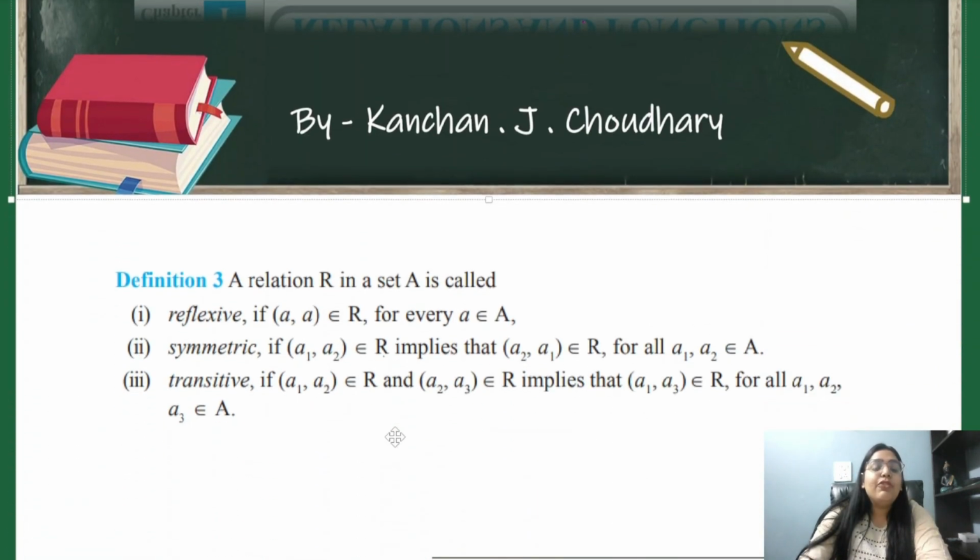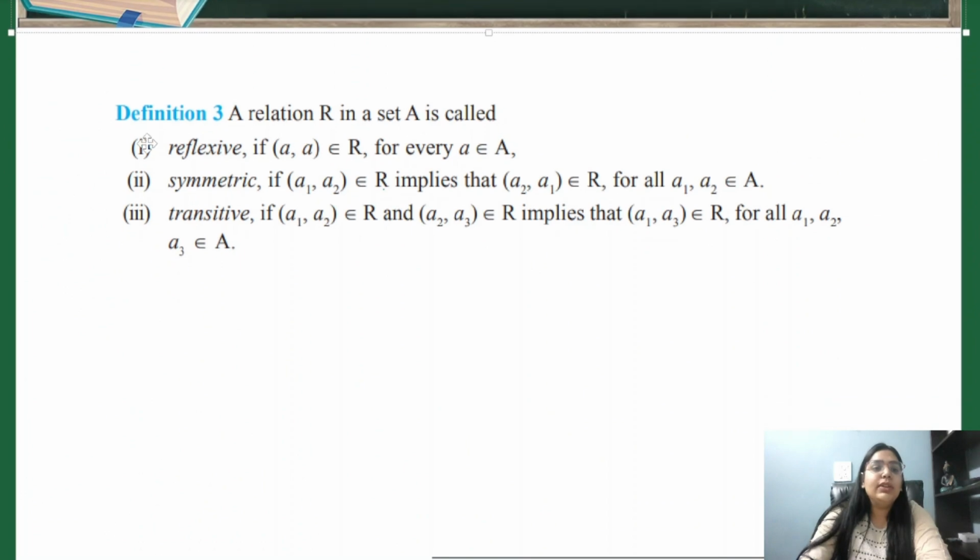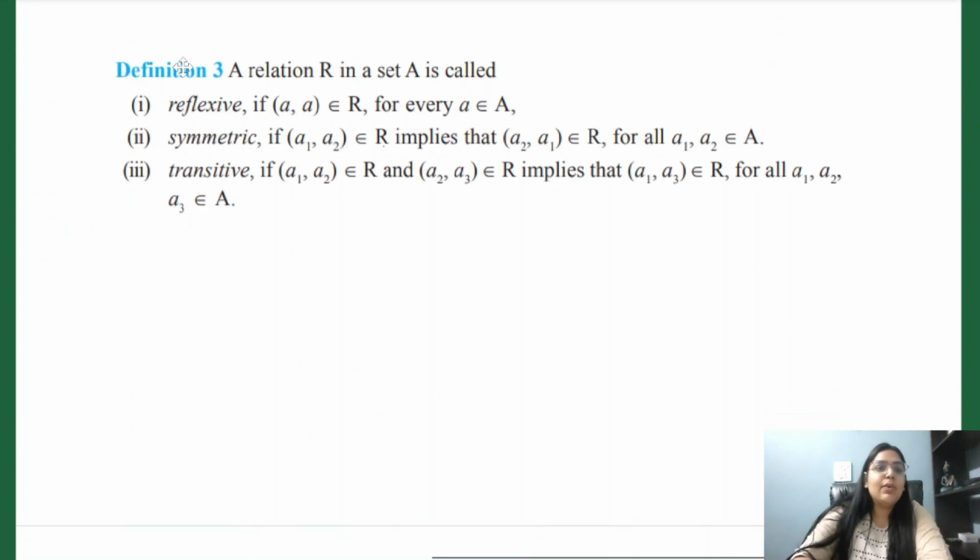Okay, so for the first exercise all you need is this small definition. Let's see what it says. It is definition 3 of NCERT. It says a relation R in set A is called reflexive, symmetric and transitive at these conditions. So let's see what these conditions are.